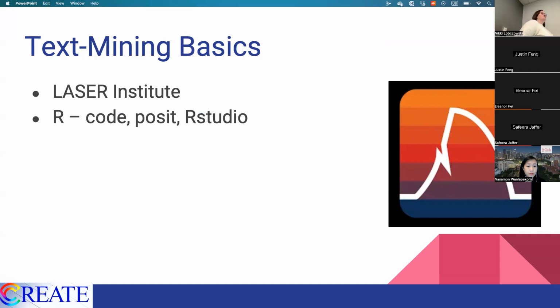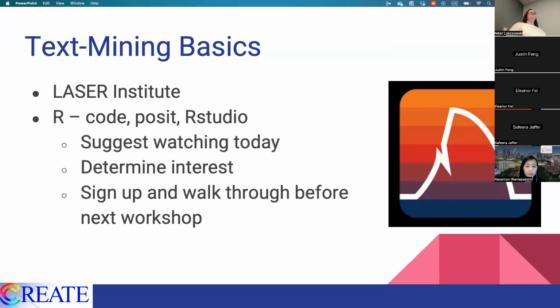It does use R for coding. Those that are familiar with R, this will look familiar. For those who aren't, we can talk through some things. You can use R if you have it downloaded on your computer. You can use Posit Cloud, which is how I'm going to be using it, or RStudio, online or on your desktop. My suggestion today is that you watch, determine your interest, and then you can sign up again for the next workshop and walk through this to gain some understanding.